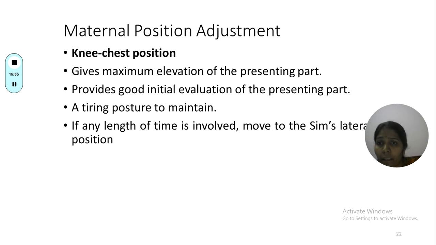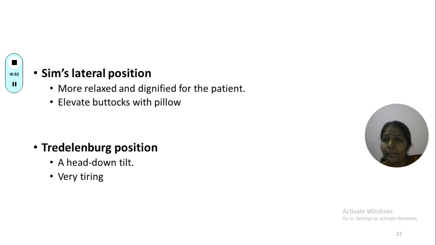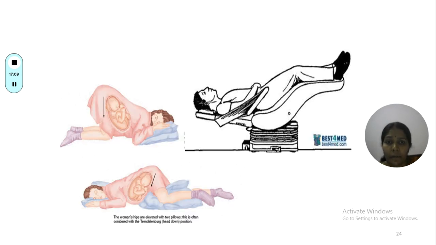Coming to knee chest position, it gives maximum elevation of the presenting part and provides good initial evaluation of the presenting part, but it is a tiring posture to maintain. If it is for a long time, it will be better to move the patient to a Sims lateral position. Sims lateral position is more relaxed and dignified for the patient. Elevate the buttocks with a pillow and the head can be kept down, that is, a Trendelenburg position can be given. So this is the knee chest position as well as the Sims lateral position.